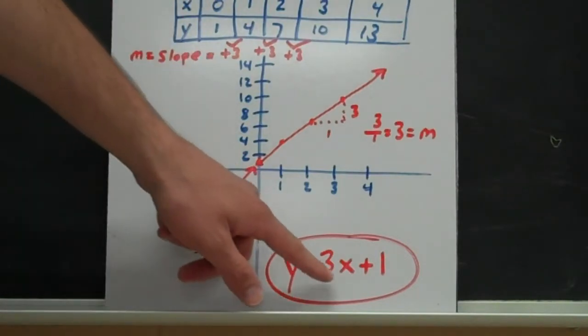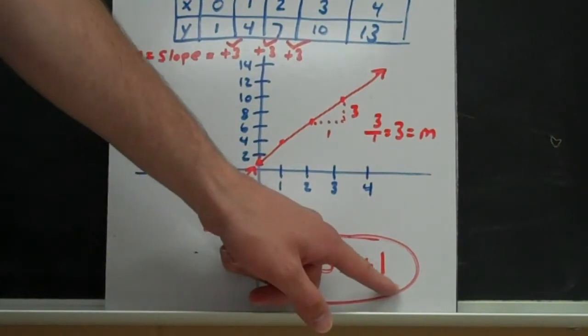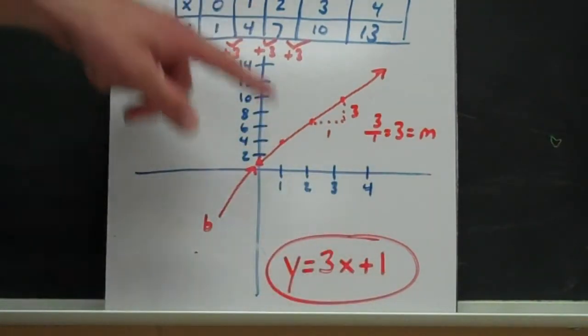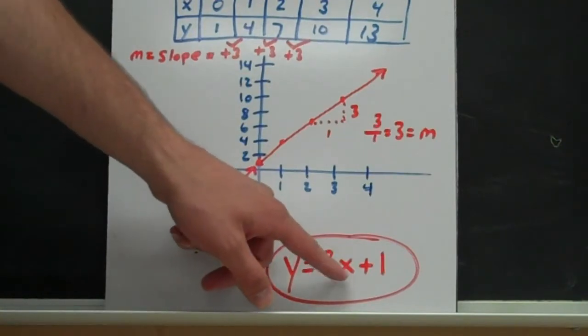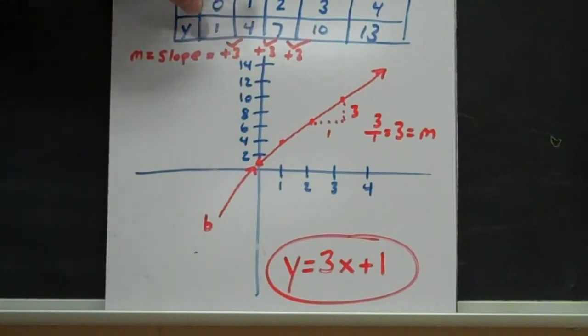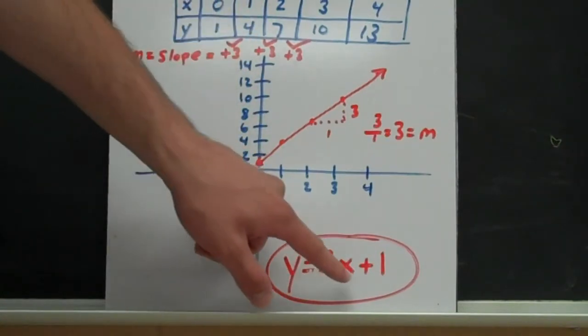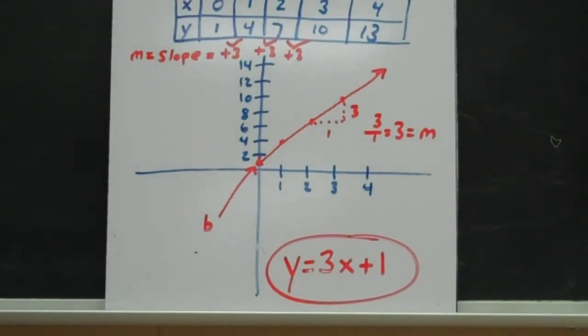We should be able to go from the equation to the table. Figure 0 is going to have 1 tile. Figure 1, we can just plug 1 in for x. 3 times 1 is 3, plus 1 is 4. Figure 2, 3 times 2 is 6, plus 1 is 7. So we can go from the equation to the table.